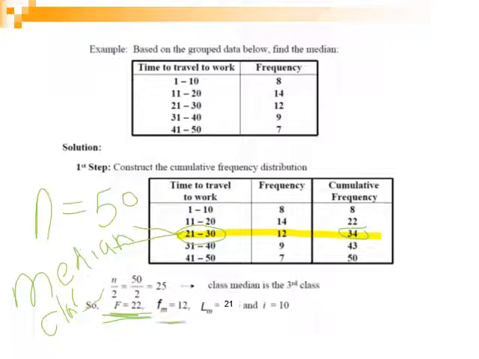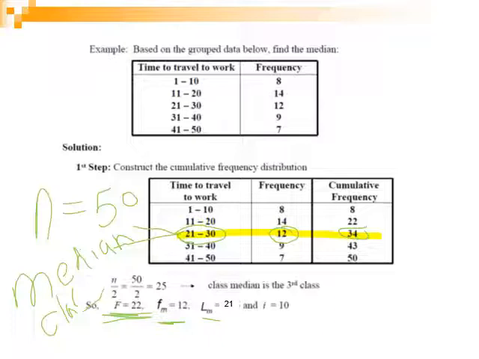And fm is the frequency for the median class, the value of the frequency for the median class that we decided. And Lm is the lower limit for the median class that we decided, which is equal to 21. Here we have all the symbols in the formula for the median for grouped data. We just put in these values.